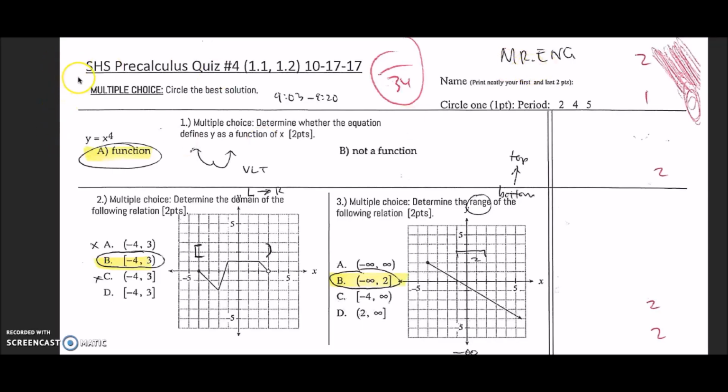Hey, this is Mr. Ng going over the Precalc Quiz number 4, sections 1.1 to 1.2, taken October 17, 2017. It's out of 36 points. Multiple choice, circle the best solution.